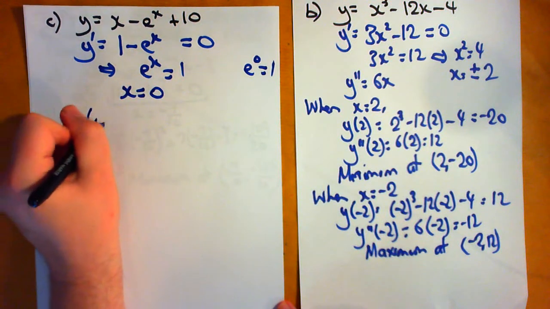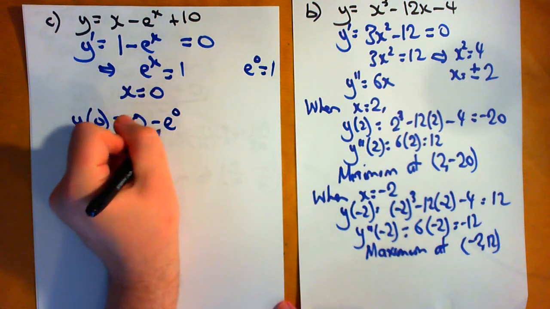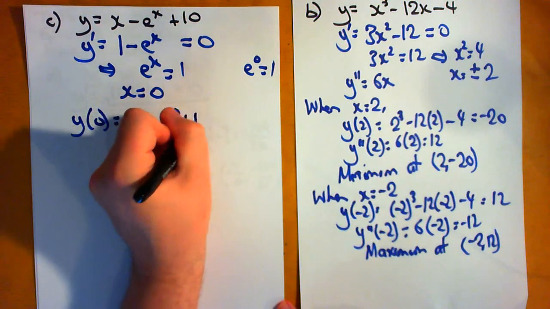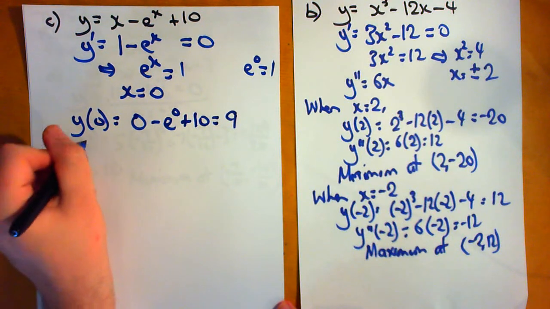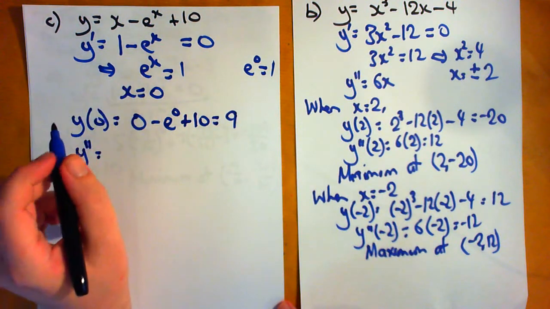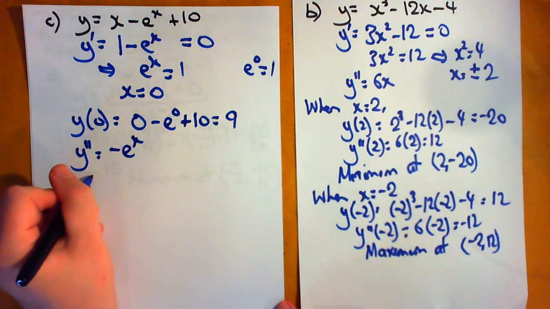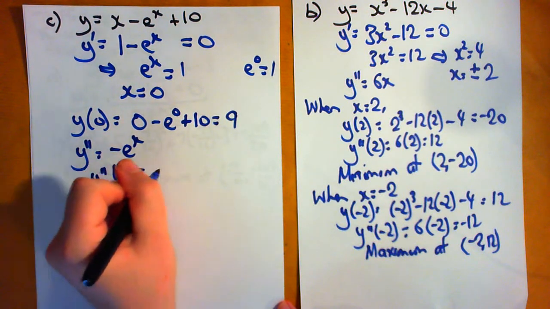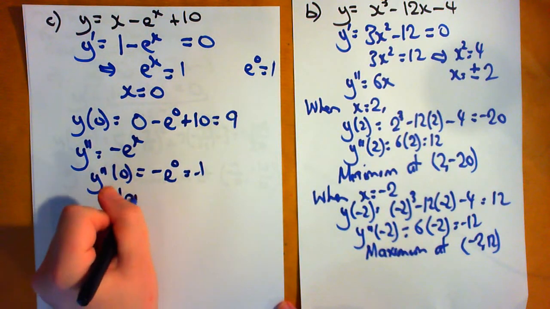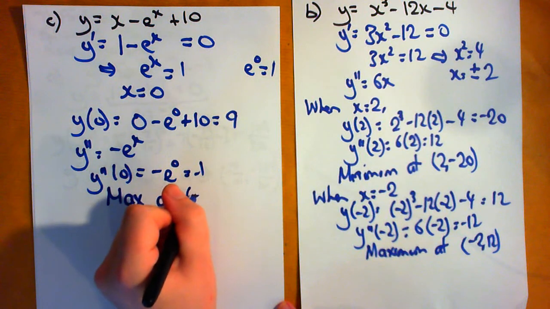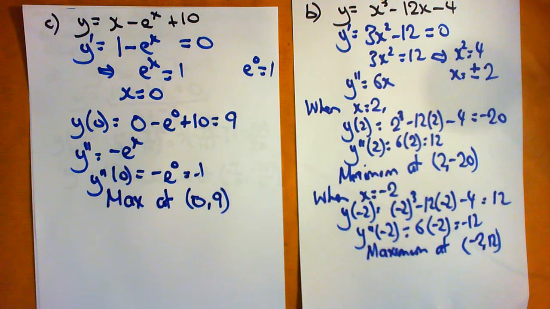So y of 0, we'll substitute 0 into the original. We get 0 minus e to the 0. So 0 minus 1, which is negative 1 so far, plus 10 is 9. And what's the second derivative going to be? y double dash: 1 minus e to the x was the first derivative. Differentiate that, we get negative e to the x. And now we can substitute 0 into that. We get negative e to the 0, which is negative 1. That is negative, so it's a maximum at the point x was 0 and y was 9. Okay, thanks for watching. Over and out.